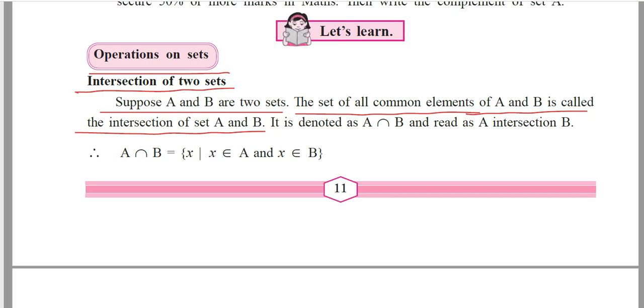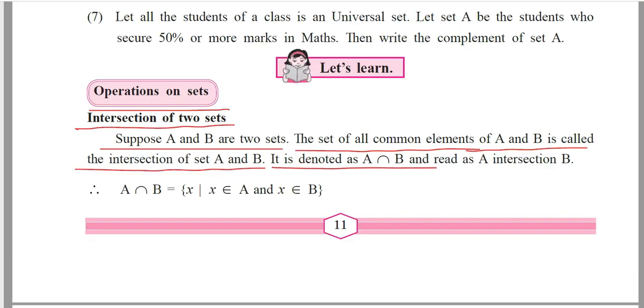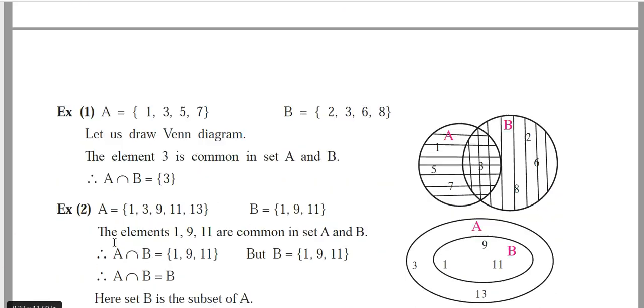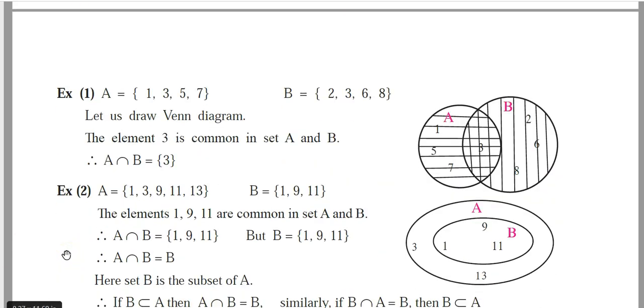म्हणजे A आणि B मधले जे काही कॉमन एलिमेंट्स असतील ते या सेट मध्ये असतील. And it is denoted as A intersection B and read as A intersection B. A intersection B is equals to X such that X is in A and X is also in B. Therefore, it is called the intersection of A and B.